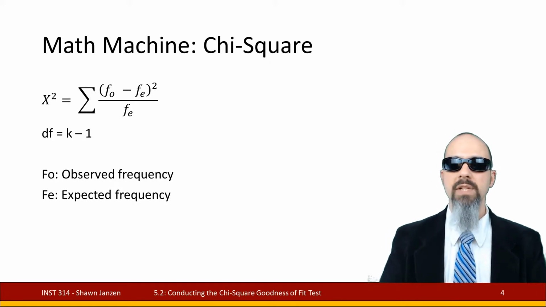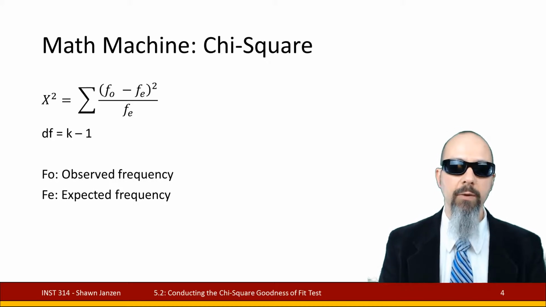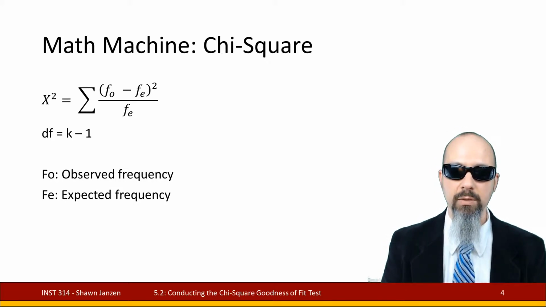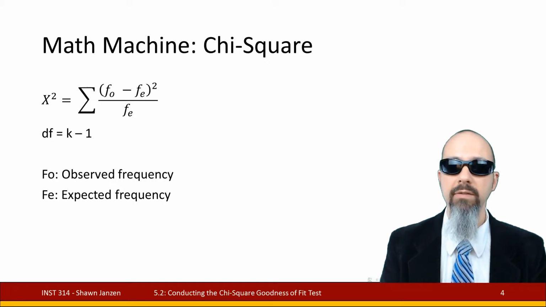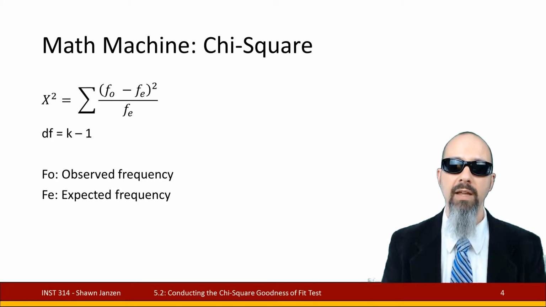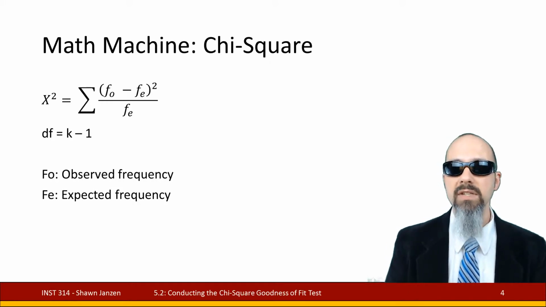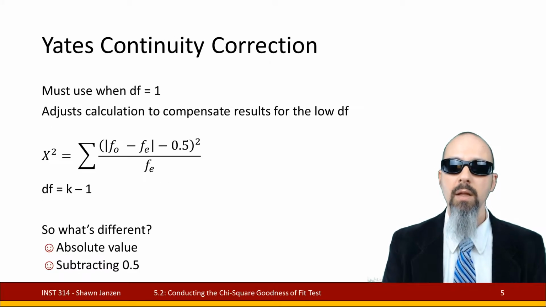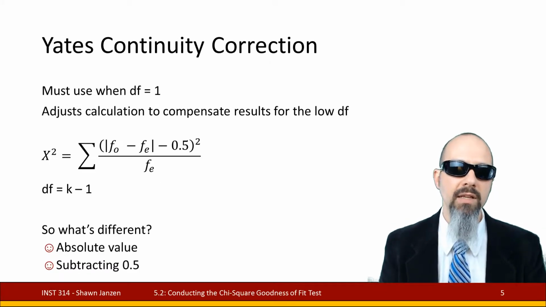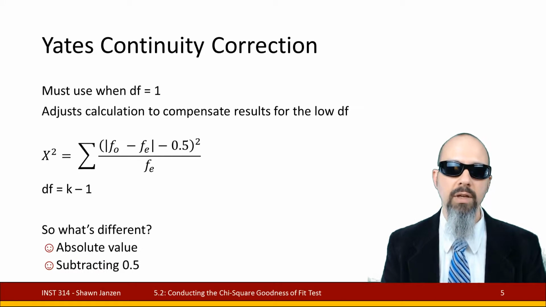So what this really comes down to is we have the frequencies observed in a table distribution minus its expected value, square it, divide it by its expected, and then sum all of those, and that's the chi-square value. The degrees of freedom is equal to k minus 1, where k is the number of categories in your variable. Let's see a slight variation on this, though, called the Yates continuity correction.